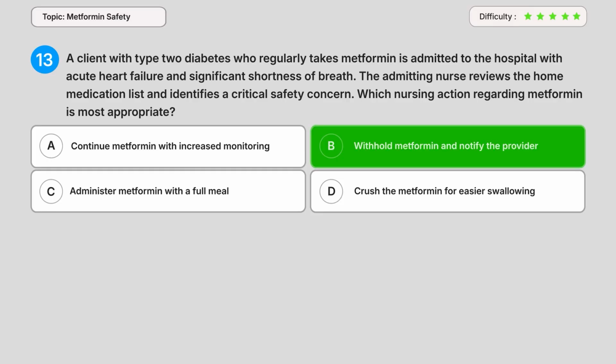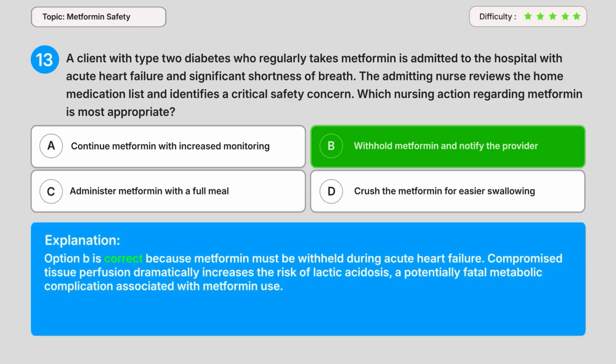Correct answer, B. Withhold metformin and notify the provider. Explanation: option B is correct because metformin must be withheld during acute heart failure. Compromised tissue perfusion dramatically increases the risk of lactic acidosis, a potentially fatal metabolic complication associated with metformin use.